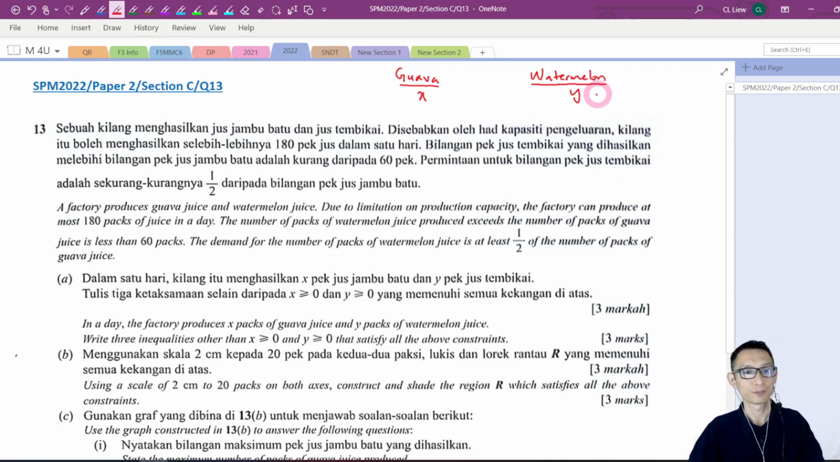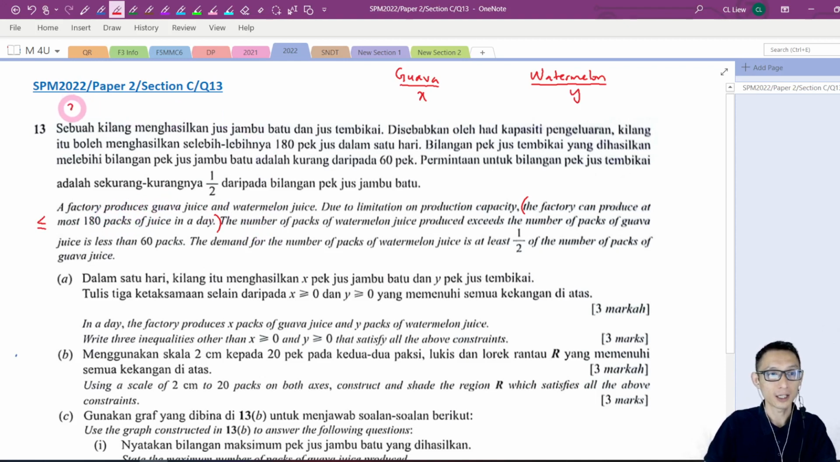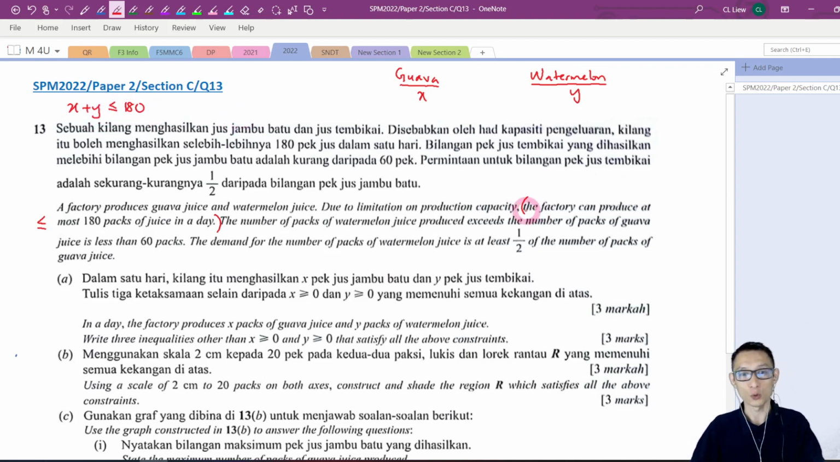Okay, now let's look at this sentence first. The factory can produce at most, when you see at most, you know you need to use this inequality sign, at most 180 packs of juice in a day. So the first inequality will be x plus y is less than or equal to 180. This is formed by looking at this sentence.